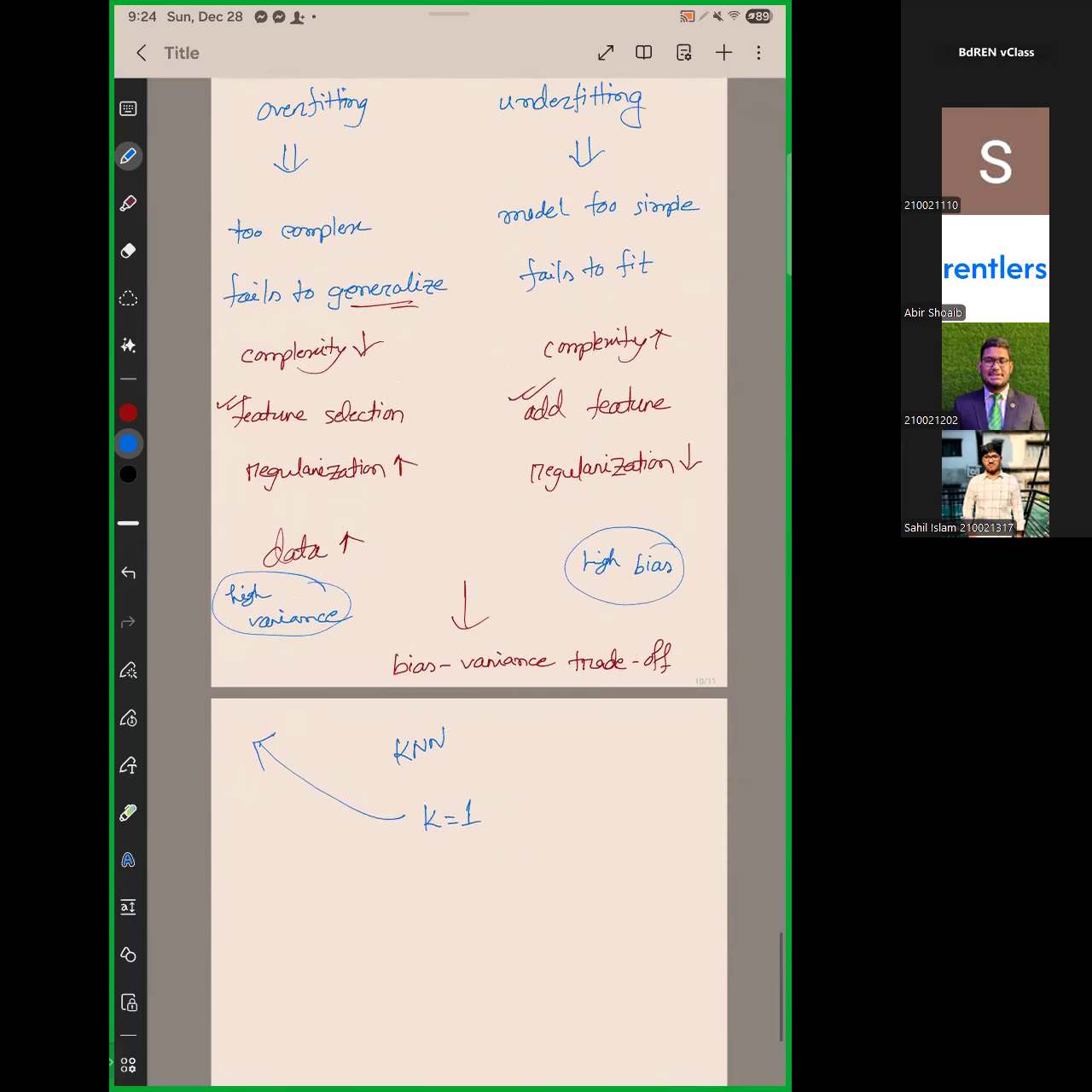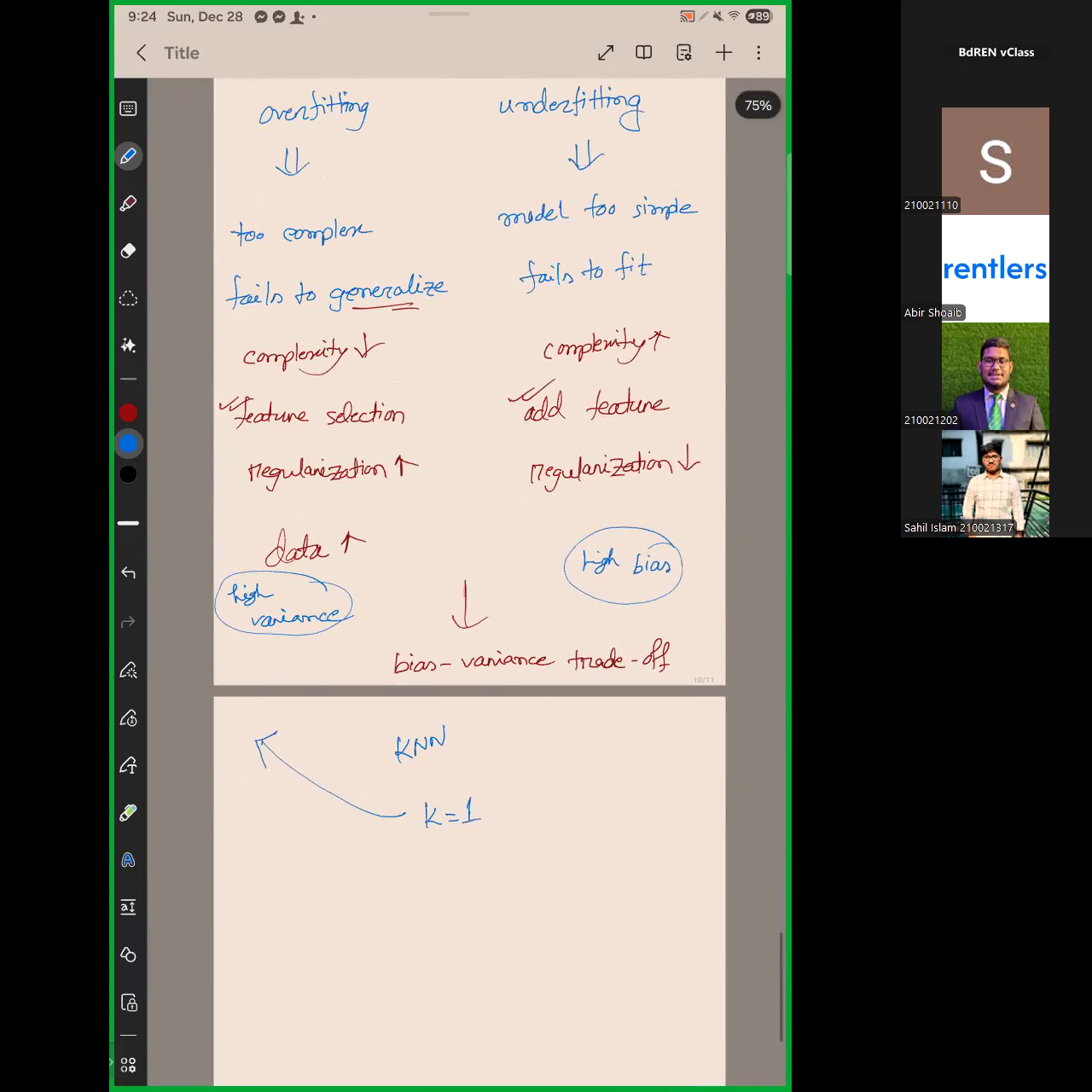Okay, so if k is equals to 1, it will be high variance. If k is too high, it will be high bias. I'll give you an example for imbalanced data. It will be too biased towards one class. So we want somewhere in the middle. Let's say k is equals to 5 or 7. That's the trade-off. You don't want to be too biased or too variance. Okay, like this way. Acha.